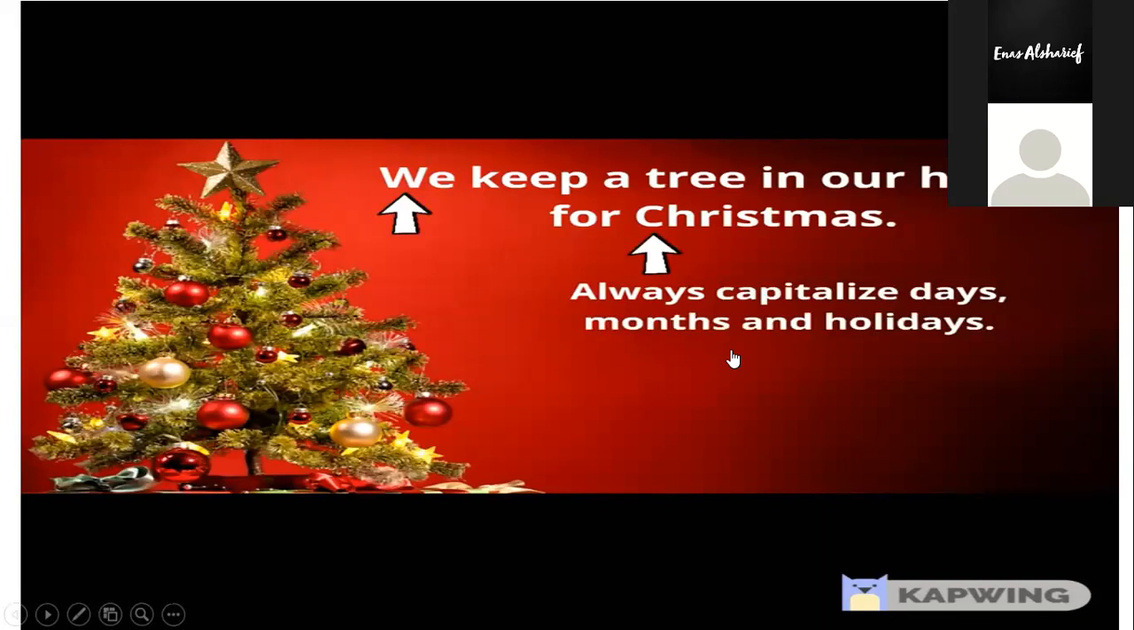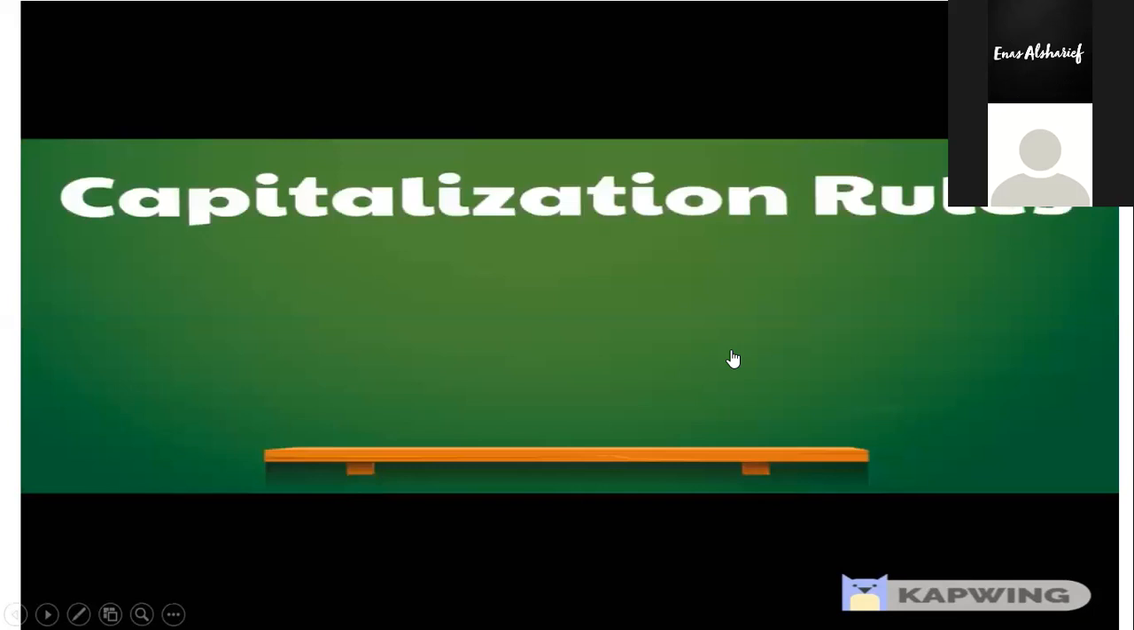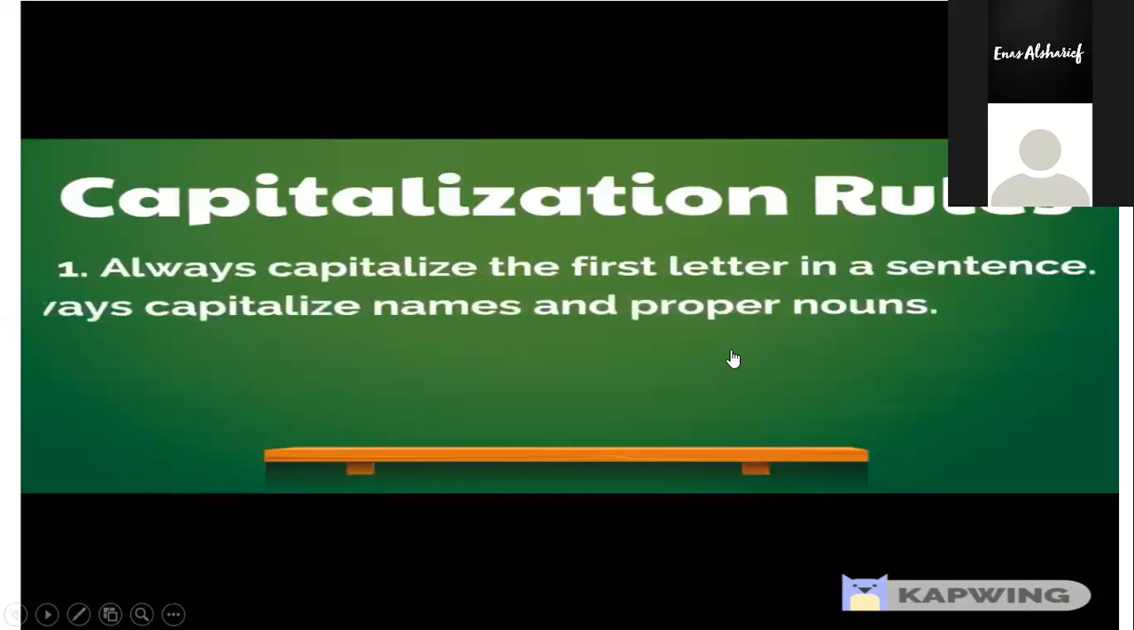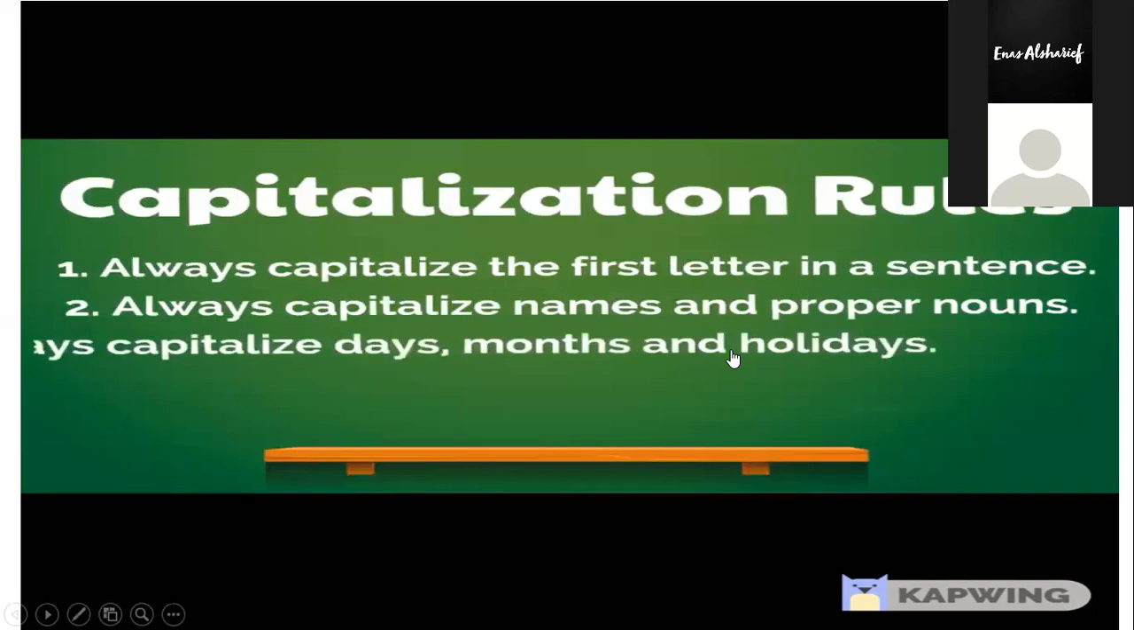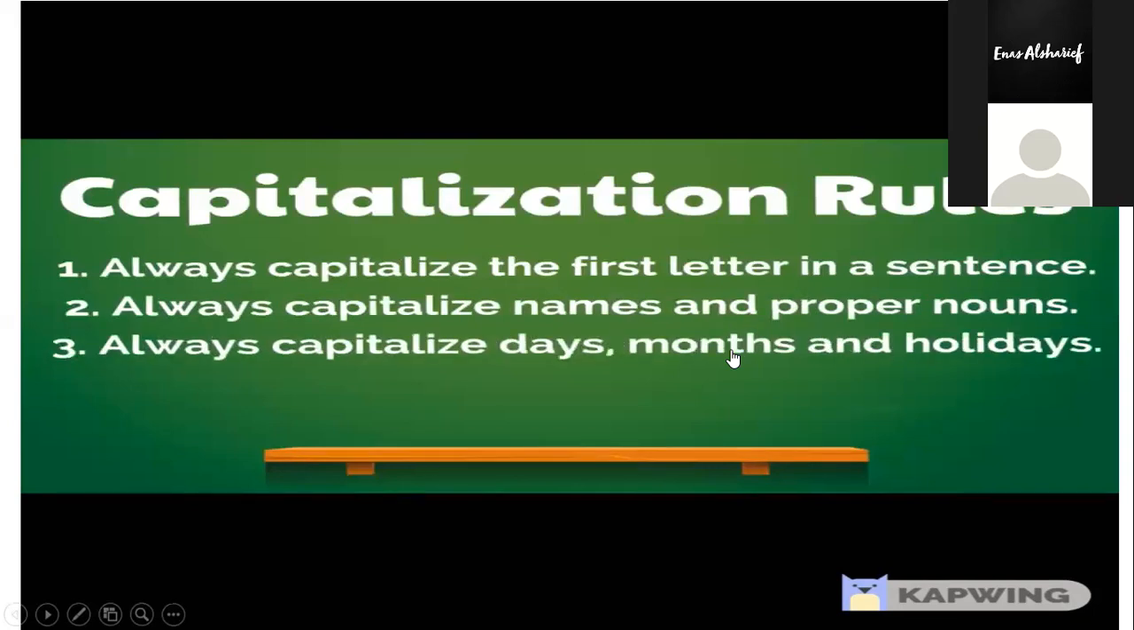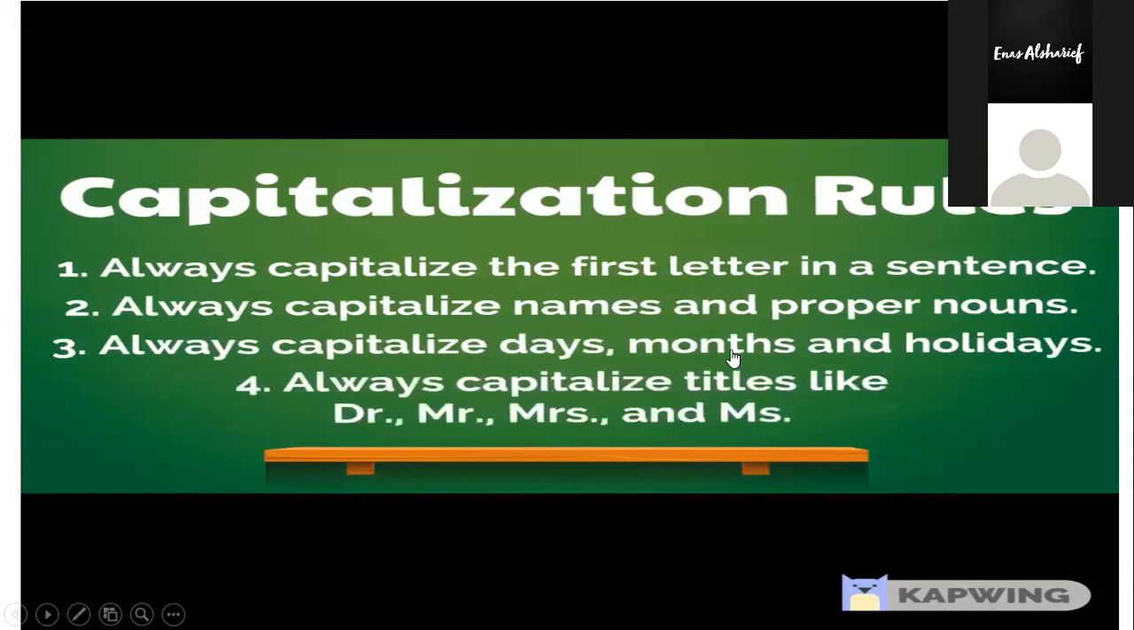You have done a great job learning the capitalization rules so far. Always capitalize the first letter in a sentence. Always capitalize names and proper nouns. Always capitalize days, months, and holidays. And number four, always capitalize titles like Dr., Mr., Mrs., and Miss.